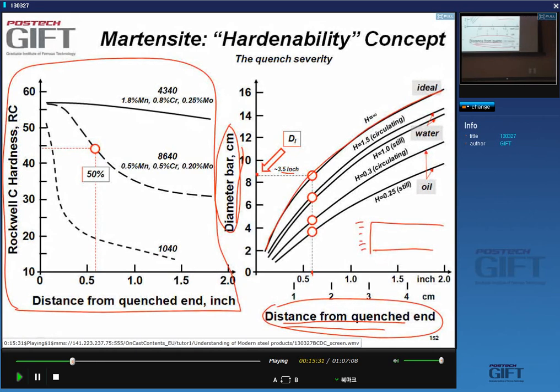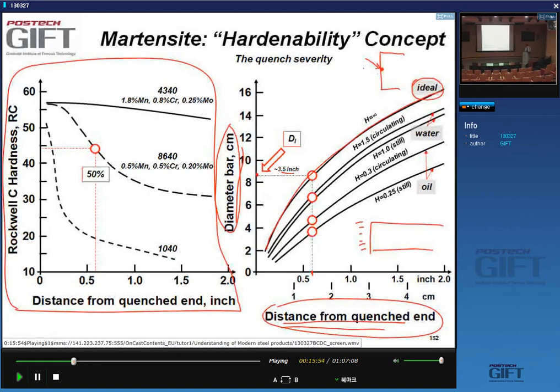Okay, now there are other lines in this diagram. The one we chose was ideal. What does the word ideal refer to? Well, it refers to the type of cooling. When the temperature of your metal surface and the temperature of your coolant are the same, we talk about an ideal cooling. That is a situation where the heat transfer cannot be better.